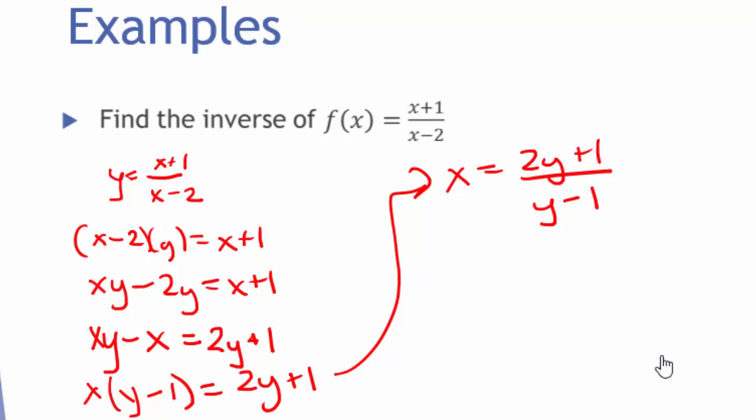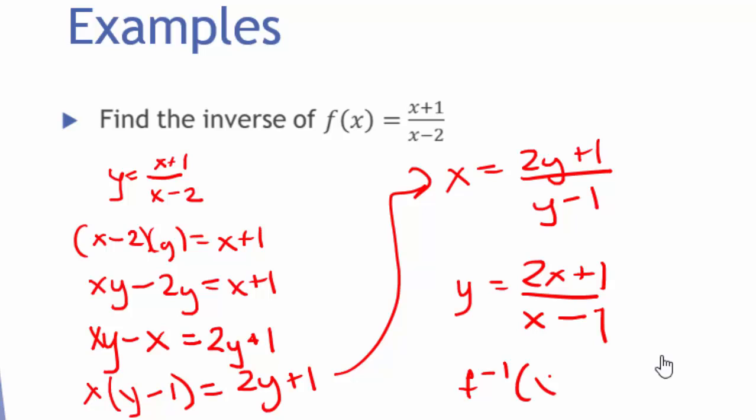So then all I have to do is switch my x and my y. So I'll have y equals (2x plus 1) over (x minus 1). That way x is my independent variable. And then also a lot of times you'll see us switch and say, okay, well then f inverse, if you write it as a function of x with x as an independent variable, that's (2x plus 1) over (x minus 1). And so if you notice, that wasn't going to be obvious.